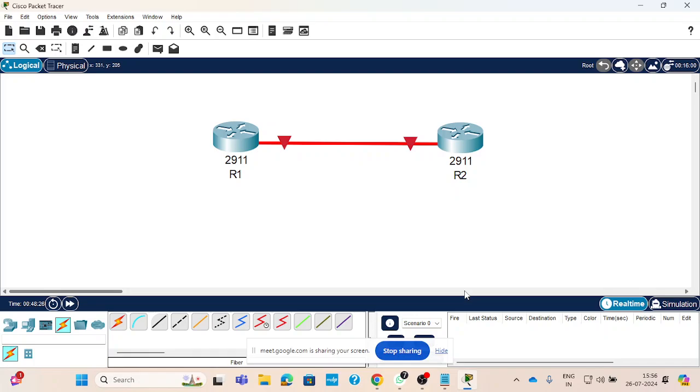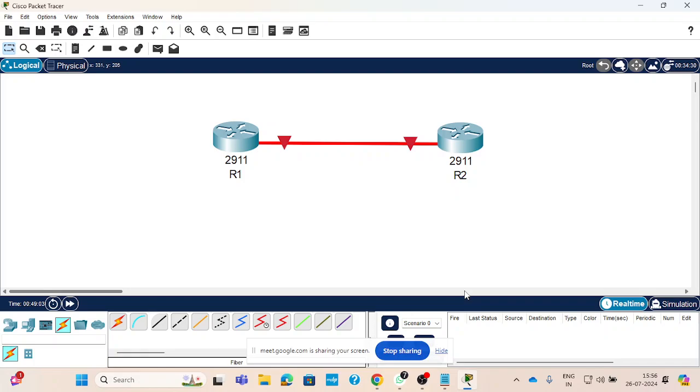I'm giving a scenario. For example, this is a router connected to the ISP. Router 1 is connected to your LANs: LAN 1, LAN 2, and LAN 3. You want to give internet connection to LAN 1, LAN 2, and LAN 3. What do you have to do? You have LAN 1, LAN 2, and LAN 3 connected with router 1, and router 1 is connected to the ISP.